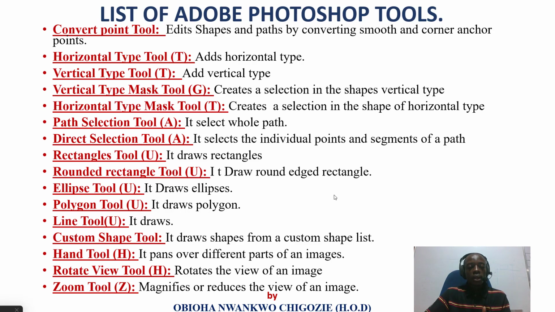Okay, we have the hand tool, which pans over different parts of an image. We have the rotate view tool, which rotates the view of an image. Then we have the zoom tool, which helps you to magnify, bringing the image closer or farther, zooming in and zooming out. Somebody can say, will you zoom out from here, or will you zoom in here? You zoom out to get farther, and zoom in to come closer.